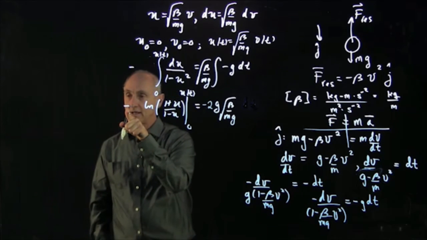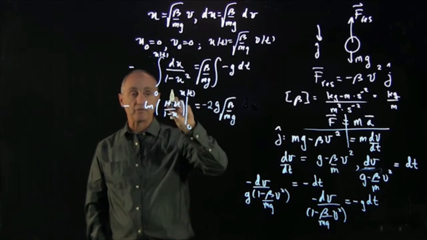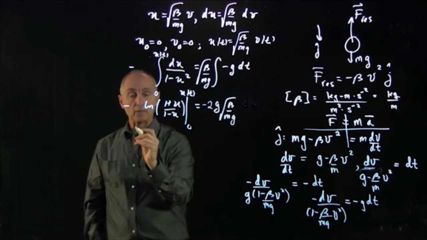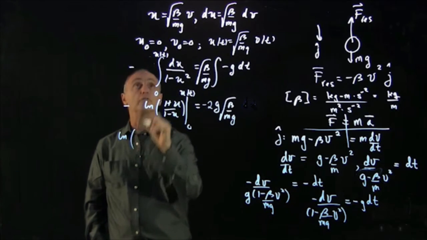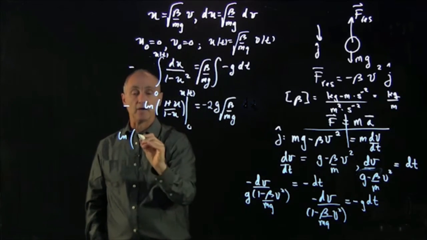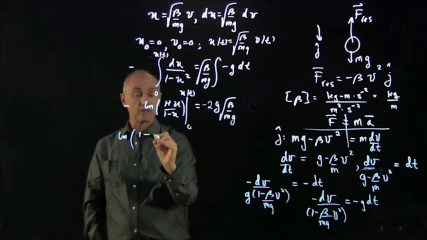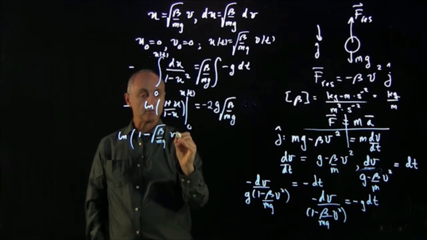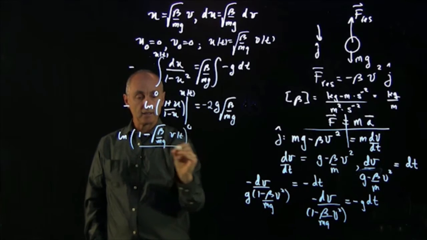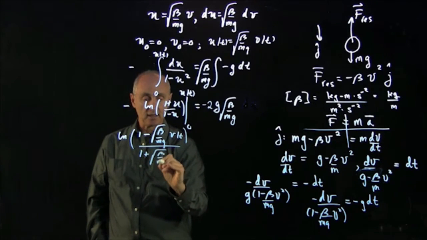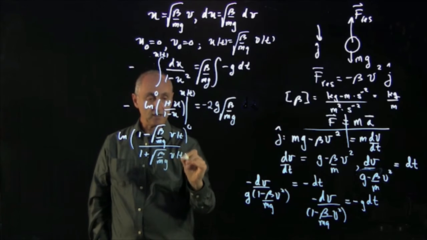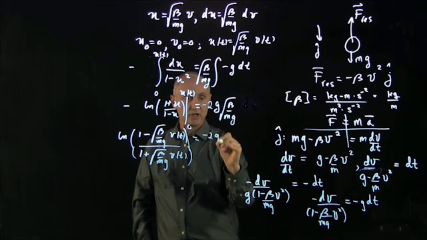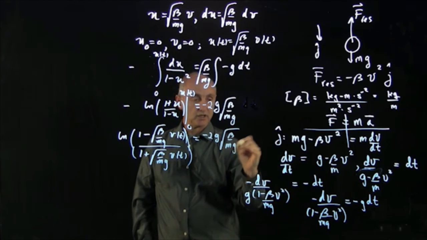Now recall that when you have a minus log, we're flipping, because log of b over a equals minus log of a over b. So when I put our limits in, I have natural log of, now remember, what are our limits? We have 1, I'm flipping, minus u, which is square root of beta over mg times v of t, over 1 plus square root of beta over mg times v of t. And that's equal to minus 2g square root of beta over mg.